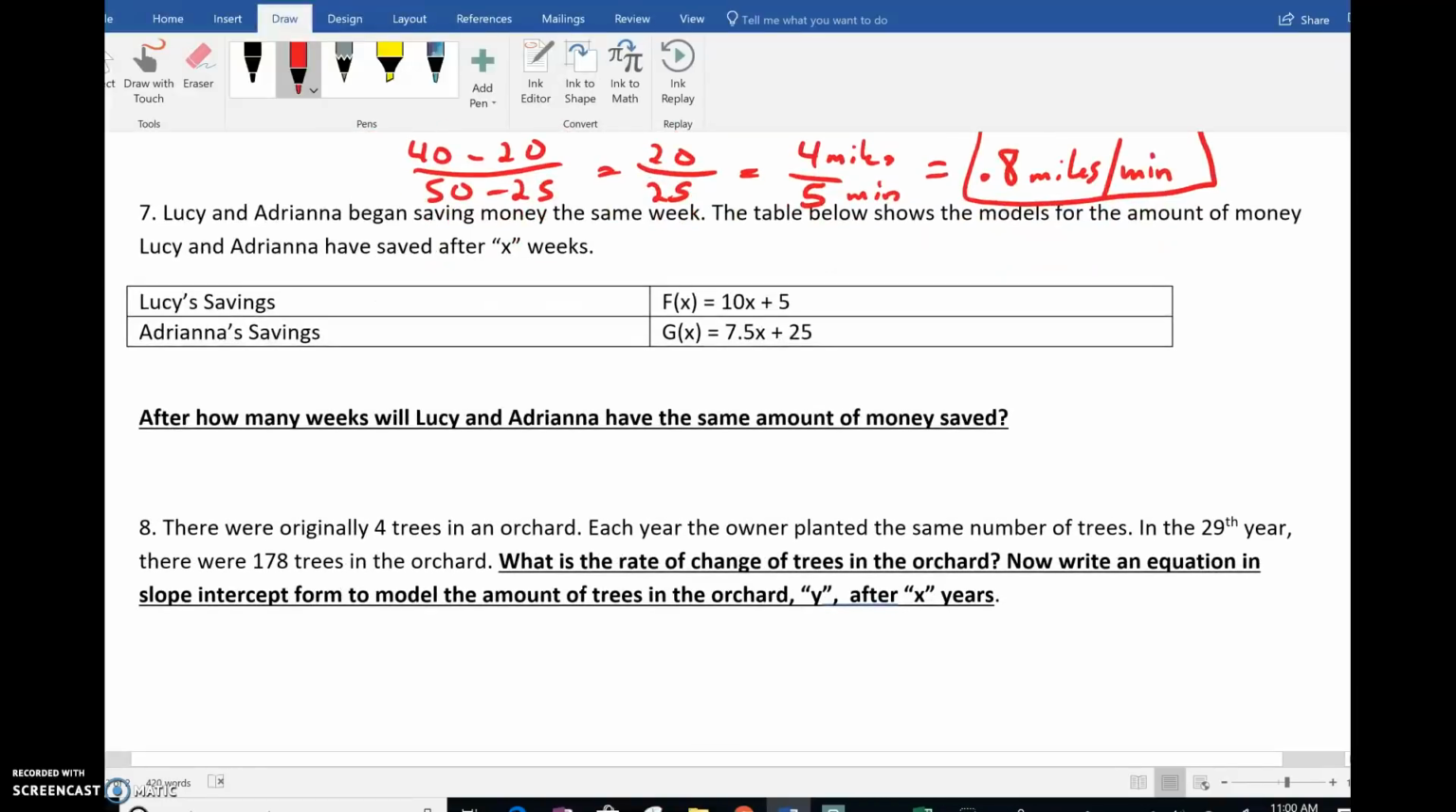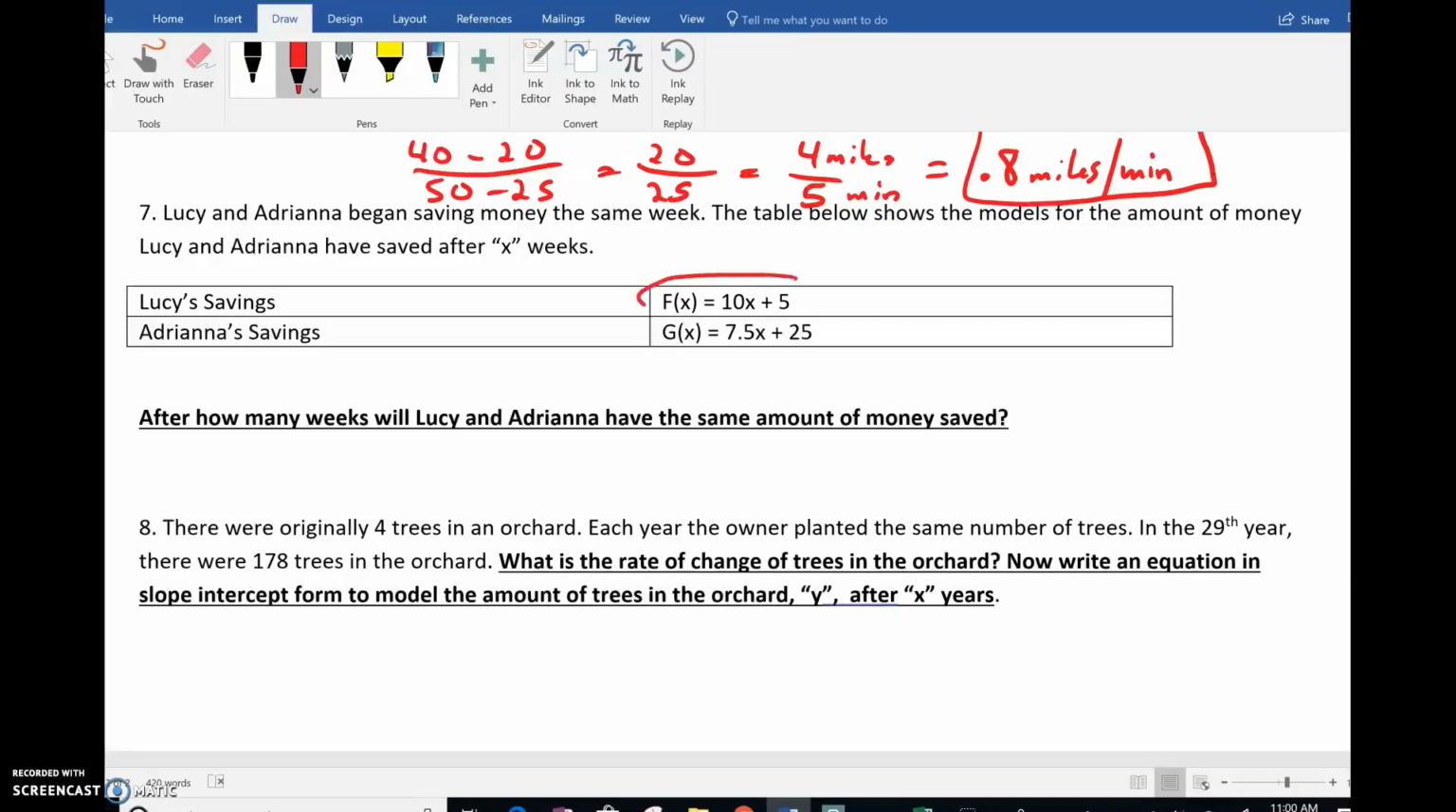Lucy and Adriana began saving money the same week. The table below shows the models for the amount of money that they saved after blank weeks. So here's Lucy's savings. Here's Adriana's savings. And let's talk about them, because I want you guys to just be able to realize, hey, Lucy's saving $10 a week. Adriana's saving $7.50 a week. But Adriana started with more cash than Lucy did. I'm hoping that you understand what slope means in context now. After how many weeks will they have the same amount of money?